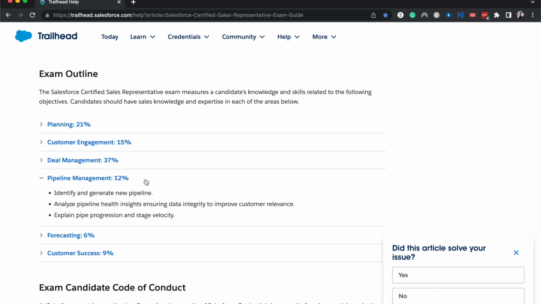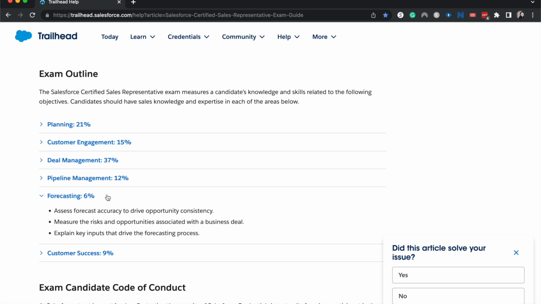And then it's going to talk a lot about analyzing pipeline health and then explaining pipeline progression and stage velocity. So how fast are our leads and customers going through the pipeline? How can we implement different strategies to increase pipeline progression or increase our pipeline in general? So that's at 12%. Then it's going to be forecasting. And then, what we're going to talk about is how to ensure forecast accuracy so we can understand how much revenue we can reasonably expect, measure the risks and opportunities associated with a business deal within the pipeline, so which opportunities are at risk of falling out of the forecast and how to mitigate those risks. And then we'll talk about key inputs that drive the forecasting process.